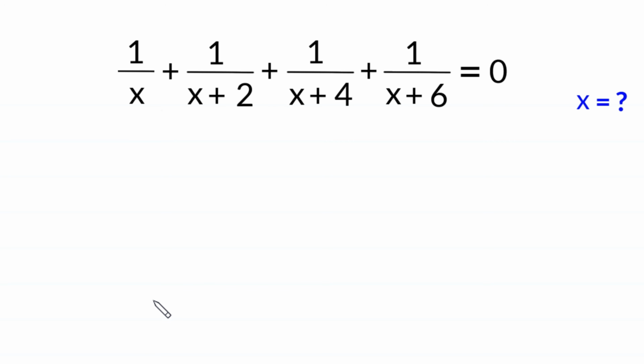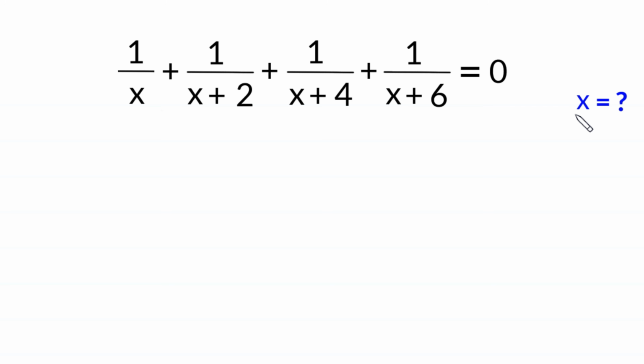Hello everyone, welcome to how to solve this very nice algebra equation: 1 over x plus 1 over x plus 2 plus 1 over x plus 4 plus 1 over x plus 6 equal to 0. Our job is to find all possible values of x.